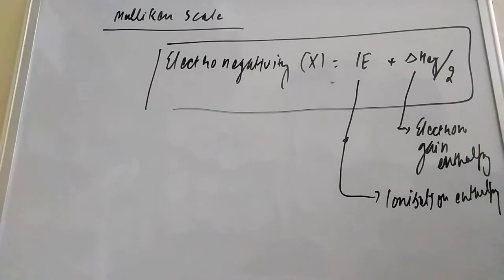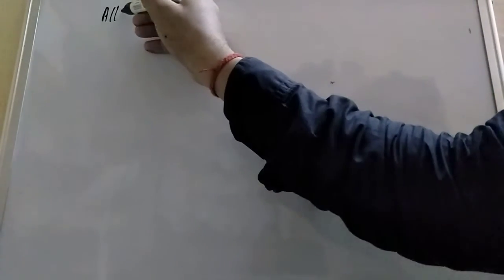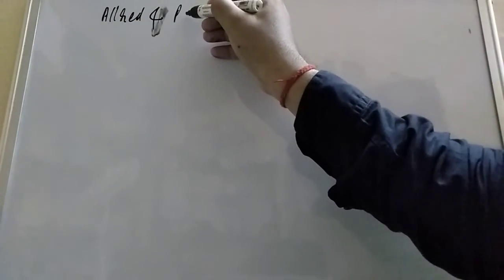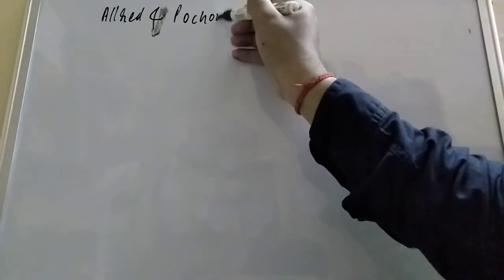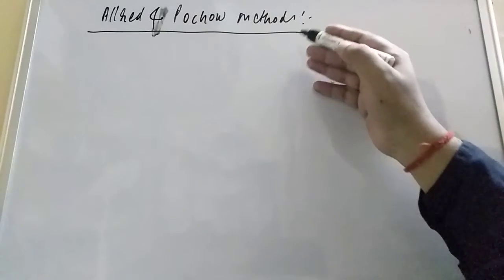And the last one, students, is the Allred-Rochow method. So let us see what this method is saying. That also is a little easy. That is the last method for the calculation of the electronegativity. So this is the Allred and Rochow method. One expression he gave.